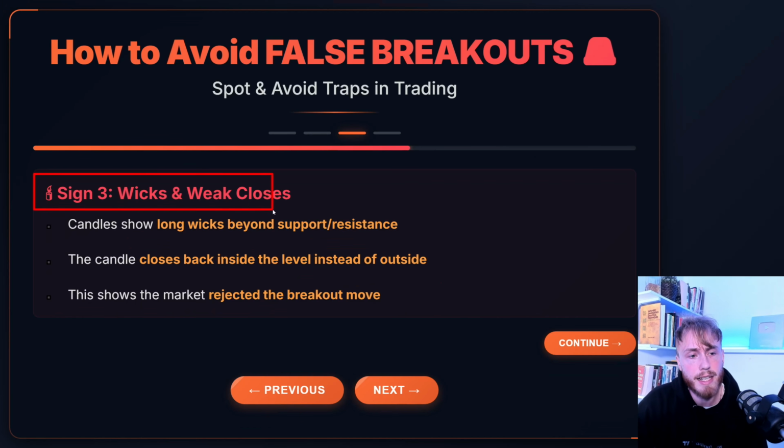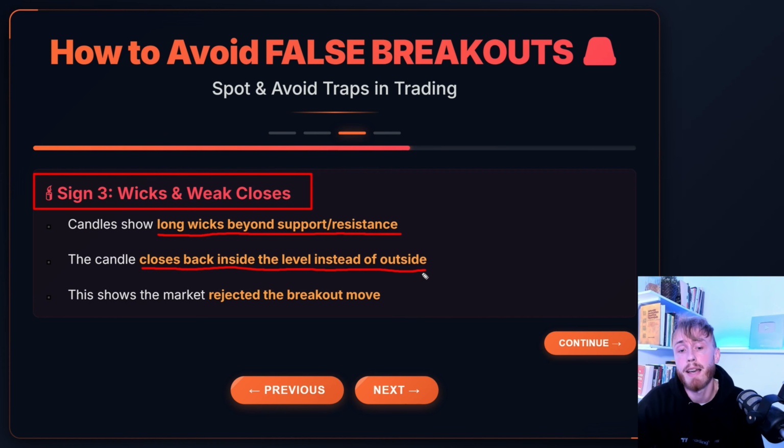The next sign here is wicks and weak candle closes. Candles that show long wicks beyond a support or resistance is a clear sign of a false breakout. And another clear sign is that the candle closes back inside the level instead of outside.